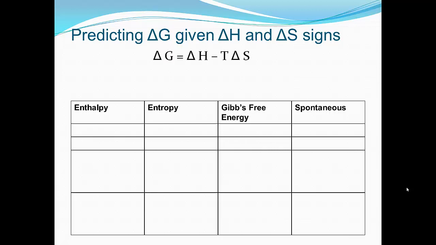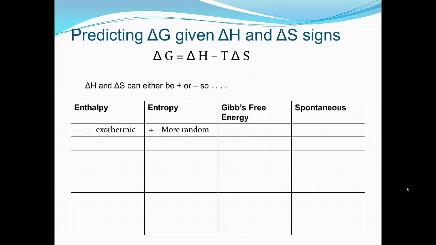So just as a reminder, here's the formula we're working with. Okay, and delta H and delta S can either be positive or negative, so we have 4 different possibilities here. Let's go through the first 2. So if your enthalpy is negative, that means it's exothermic. That's favoring spontaneity. If your delta S is positive, that means it's more random, which is also favoring spontaneity.